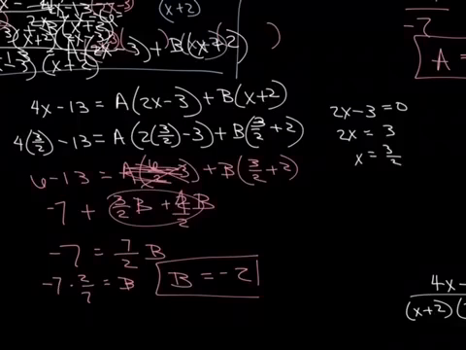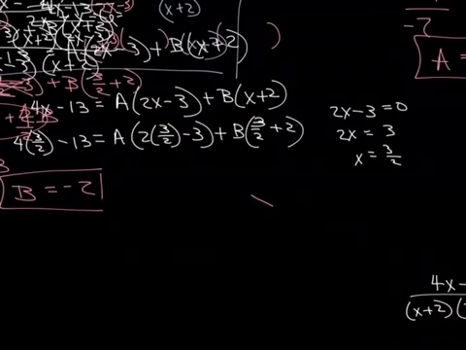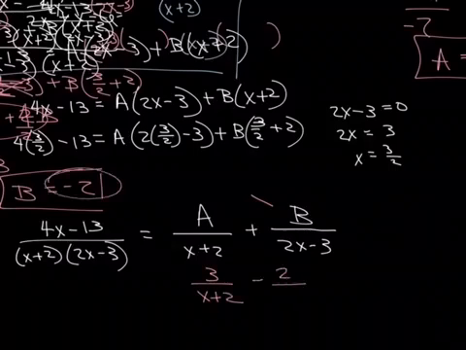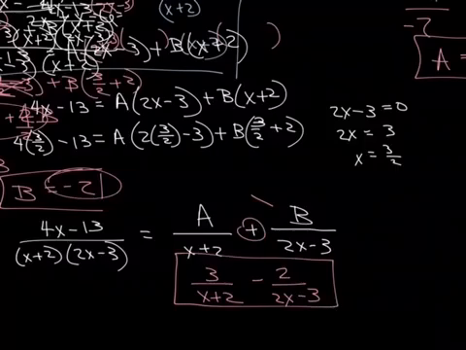Okay, so now I have a and I have b. So let's go back to this original problem here. What did I say a was? A was 3, minus, I have a b there, so negative 2. So instead of the plus, I'm just going to say minus 2 over 2x minus 3. Now, if I were to take this and add it together, I would get this back. So I decomposed it.